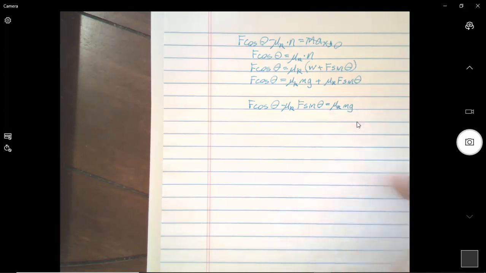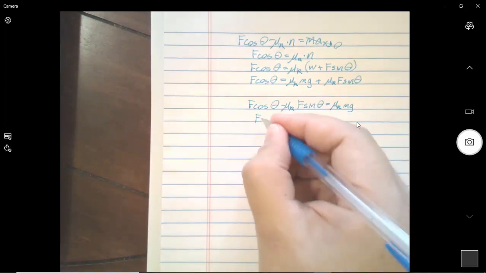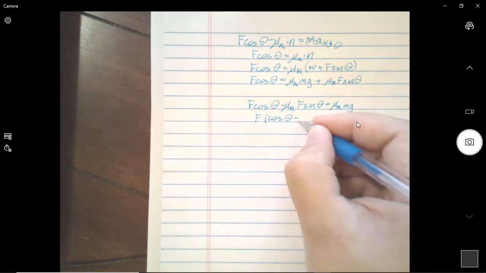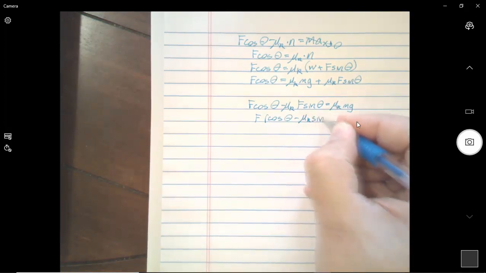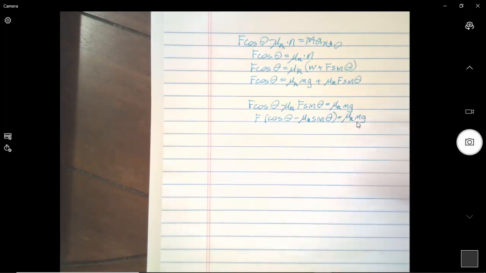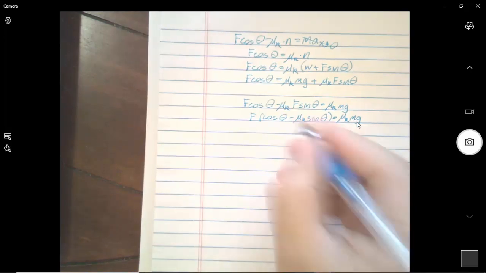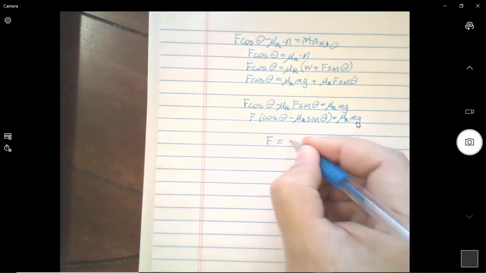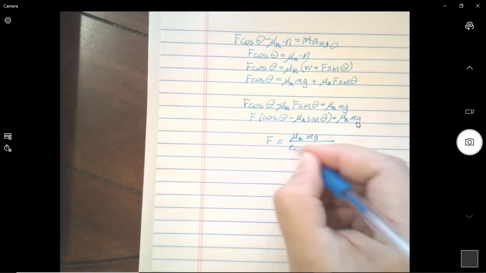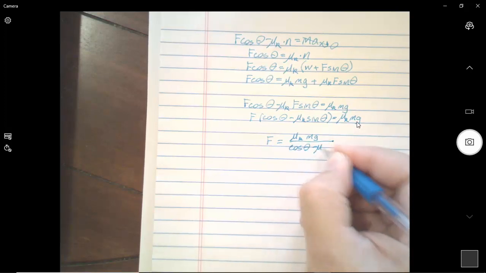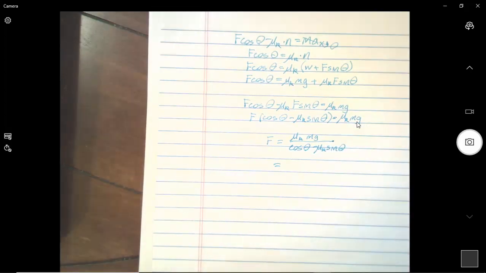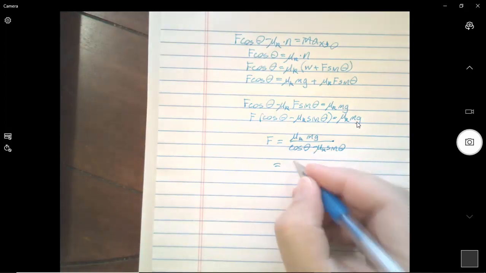And now we're in a place where we can factor out the F. So we have an F times cosine theta minus mu k sine theta equals mu k mg. So now we're left to just divide in order to solve for F. So we have mu k mg all over cosine theta minus mu k sine theta. We know everything on the right, and we can solve for the force that would give us a constant velocity.